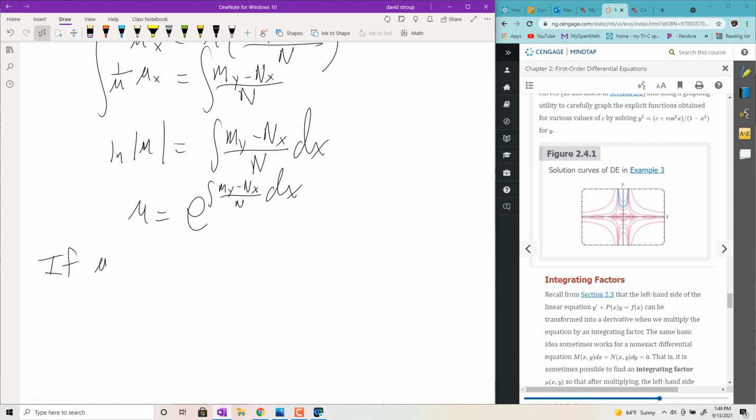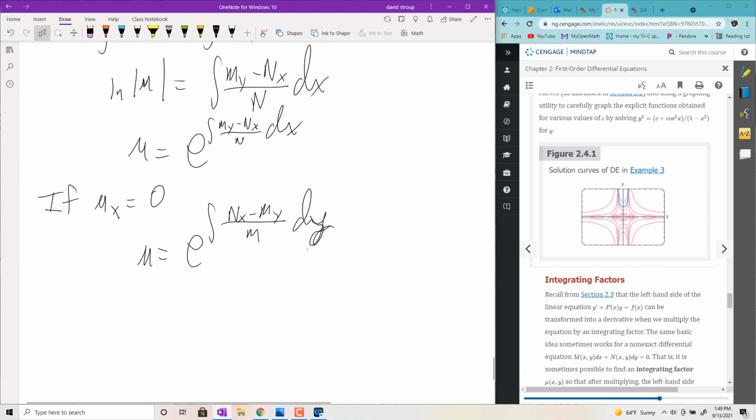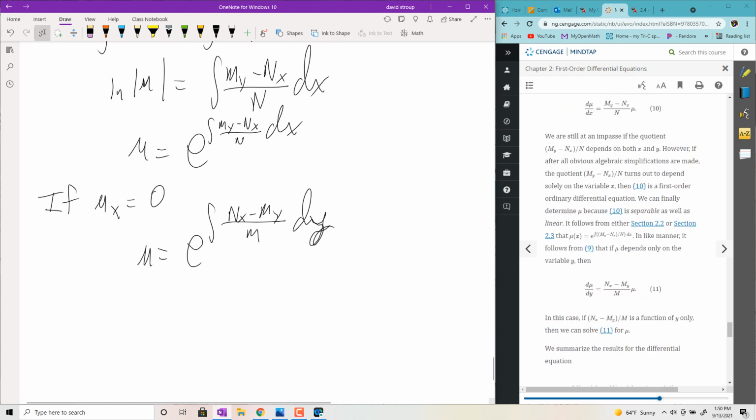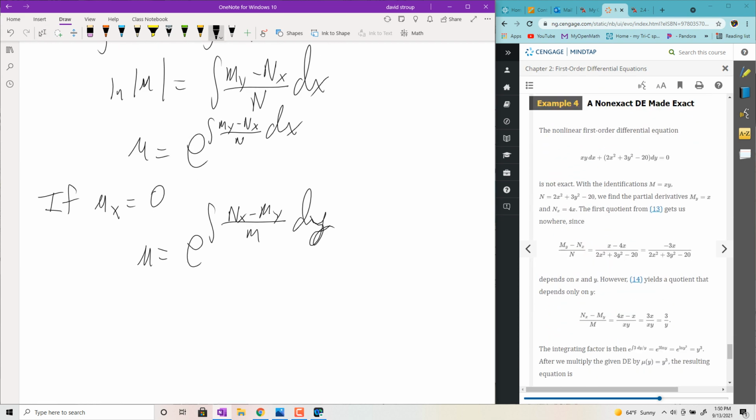Or if you find that mu of x equals 0, then you use the integrating factor e to the integral of (nx minus my) all over m dy. Which I found just by doing the same process as above. Okay. So anyways, let's look at the example they have for us. Example 4.